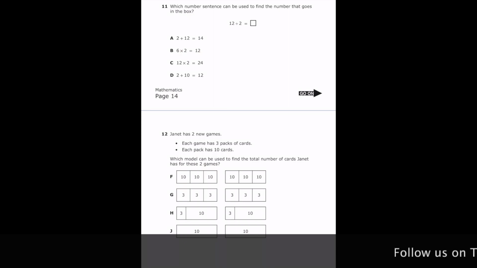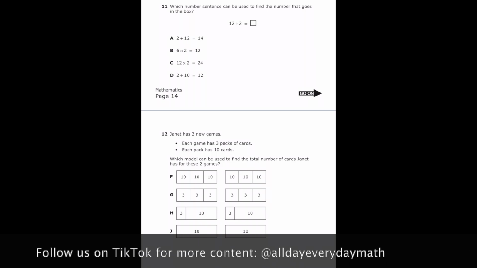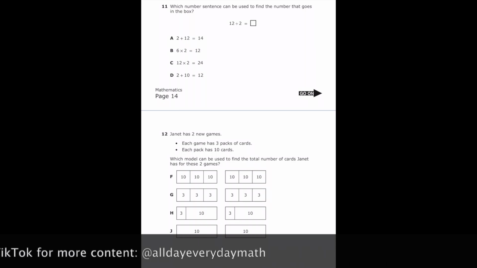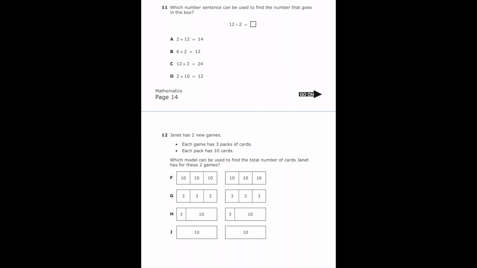All right, so number 11 says, which number sentence can be used to find the number that goes in the box? So we have 12 divided by 2 is equal to some number. So 12 divided by 2 is obviously 6 because half of 12 is 6. So I'm going to go ahead and write that right next to the box. And let's go through these answer choices.